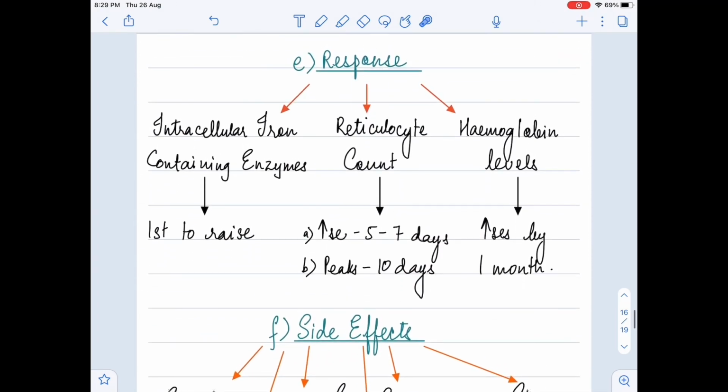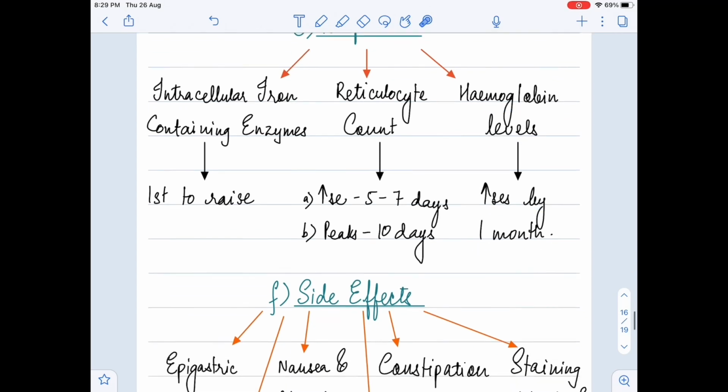So what is the response on taking iron medication? We may notice the intracellular iron containing enzymes will be the first to rise. The reticulocyte count, which is the immature RBCs, will increase by around 5 to 7 days and peak by 10 days. And hemoglobin levels will increase by 1 month.